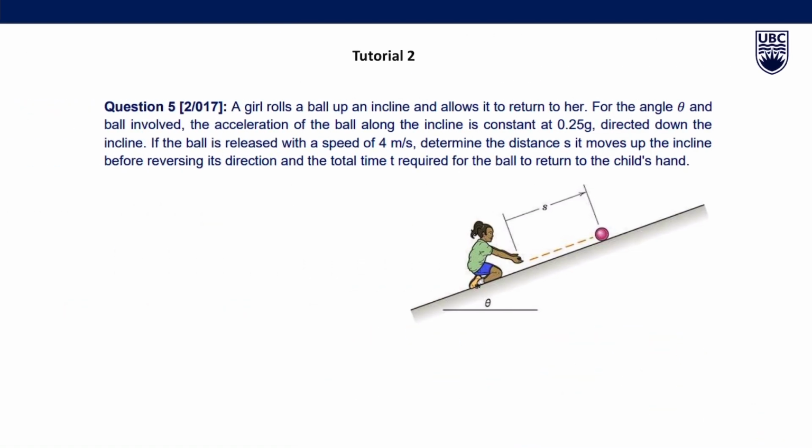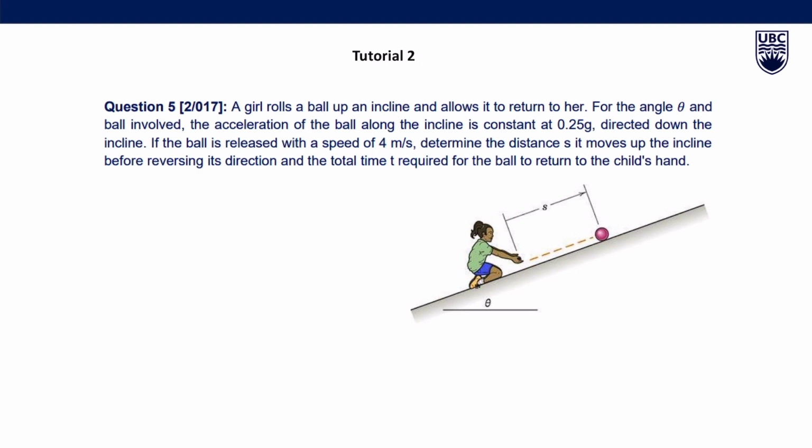Let's roll into question 5, where we have a playful scenario. A girl rolls a ball up an incline and watches it return. The ball accelerates down the incline at a quarter of Earth's gravity. Our task is to find out how far the ball travels up the slope and how long it takes to come back to her. When the ball is released at 4 meters per second, it slows down due to the uphill climb. It's fighting against gravity and decelerates at 0.25 g.